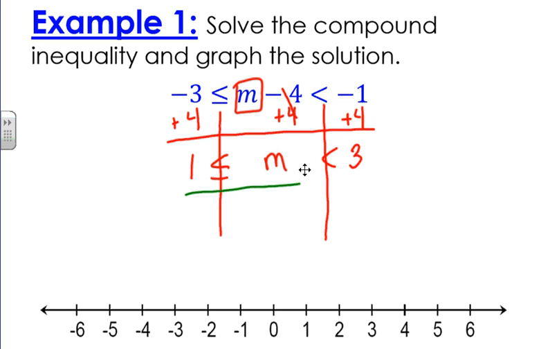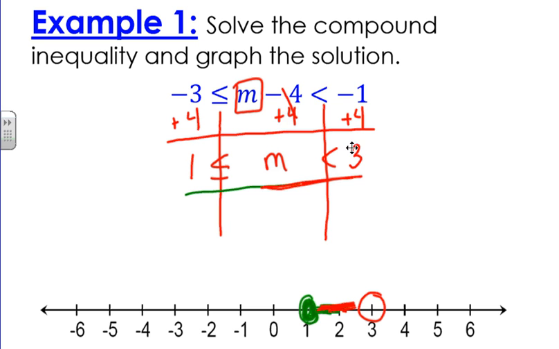M is bigger than or equal to 1. It would be a closed circle at 1, and it would be this way. 3. M is less than 3. That's what this says. M is less than 3. So it would be an open circle at 3, and everything's smaller than that. So this part right here in the middle is the part that's shaded by both inequalities. Therefore, this is my answer represented as a graph.